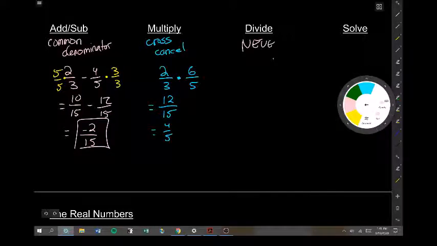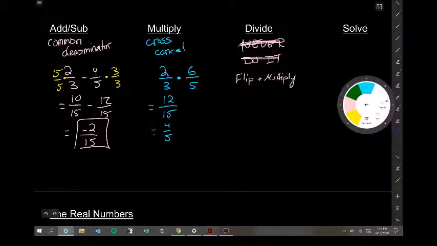Never, ever do it. Now you might think that's a free pass to just skip all the division problems, but really what I'm saying is instead of dividing fractions, we do what's called flip and multiply. I don't like all these little catchy phrases because they can get confused, but the point is if you have 2/3, let's say divided by 6/5 again, I'm not going to try and divide 2/3 and 6/5.